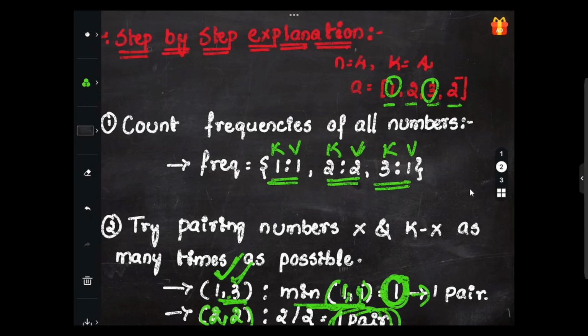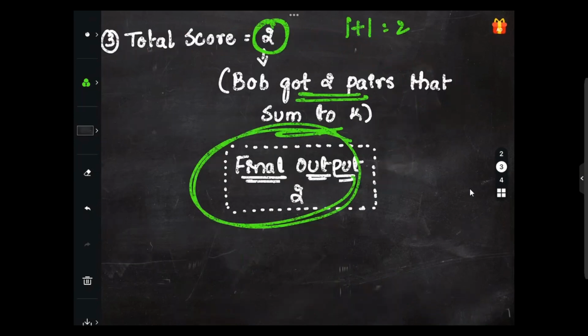So 2 is present twice in this array, right? So we have 2 comma 2, nothing but 2 by 2 here. This is one pair. So 1 plus 1 is nothing but 2 in this case. So the total score will be 2.